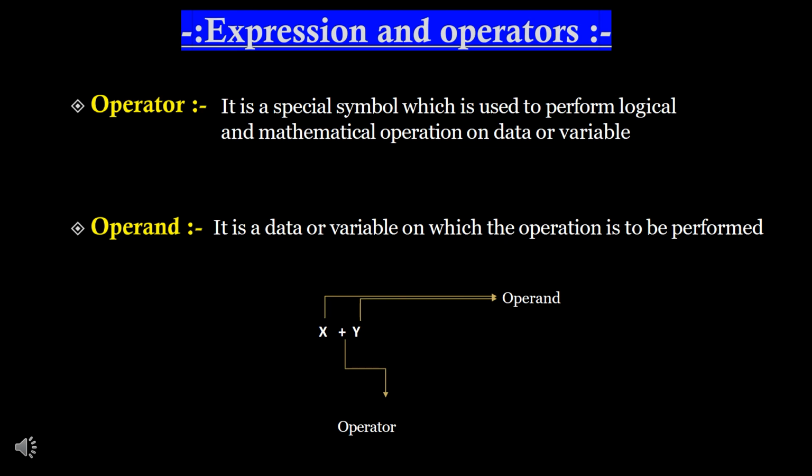In programming, an operator is a special symbol that carries out specific operations on data, called operands. For example, in the expression x + y, x and y are the operands, and the plus is the operator, which adds the two values together. Operators in C are essential for creating expressions that manipulate data.